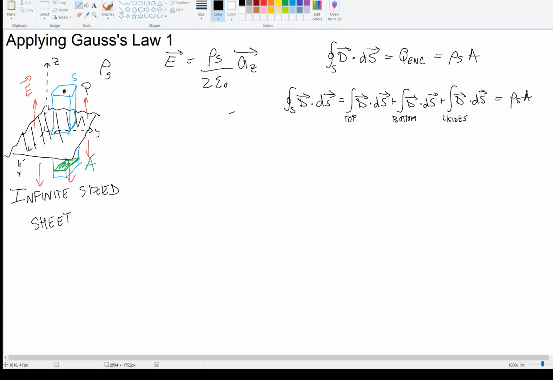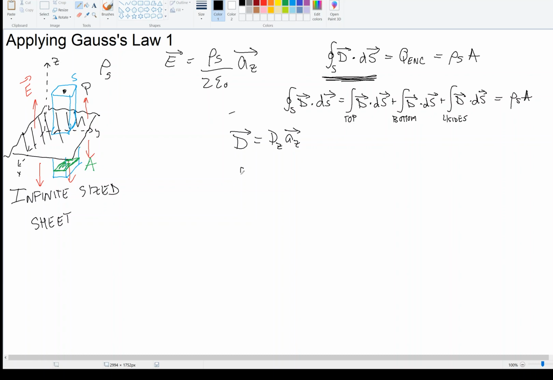So all I did was convert this closed surface integral into its six constituents, and I put the four sides together in one. The reason I did that is we know that D only has a component in the z direction, as I've drawn E. Remember, D and E are parallel with one another.